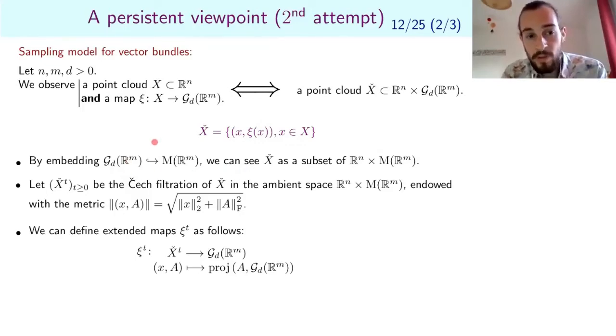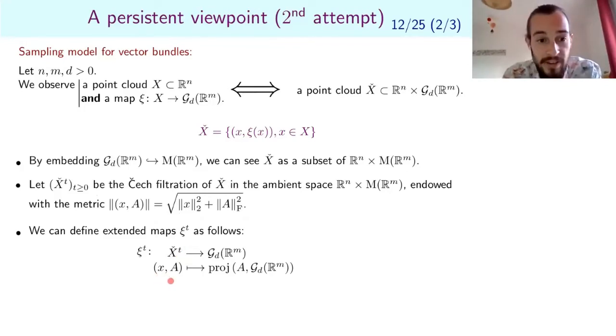So if you embed the Grassmannian into the matrix space, you can say that your point cloud X check is a subset of the product of R^n and the matrix space. So this is a nice vector space. We can choose a norm, a metric on it, for instance, the Euclidean norm. And you can consider the Čech filtration of X check in the product space. And in this space, we can easily define extended maps, Xi_t. So we can endow the thickenings of X check with a vector bundle structure.